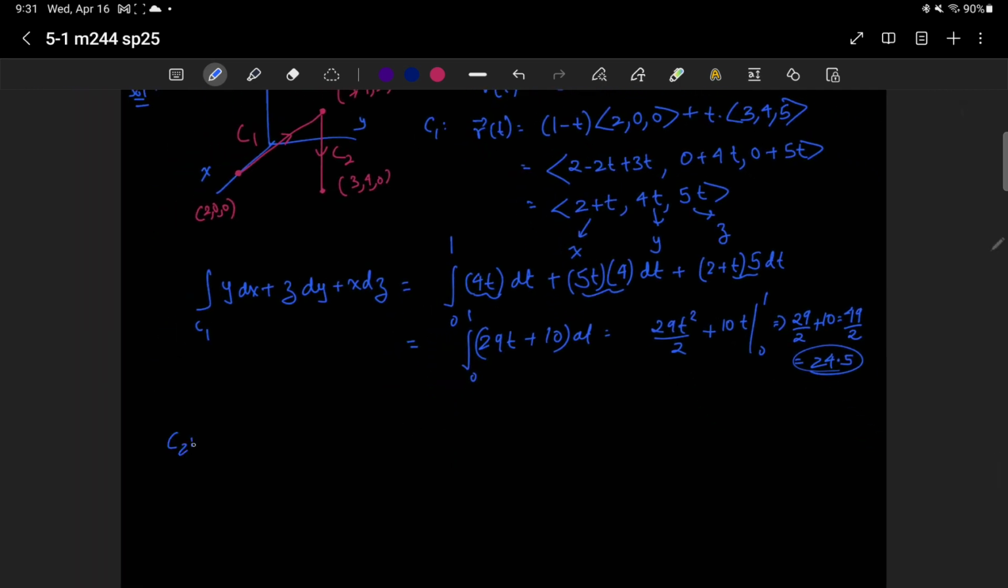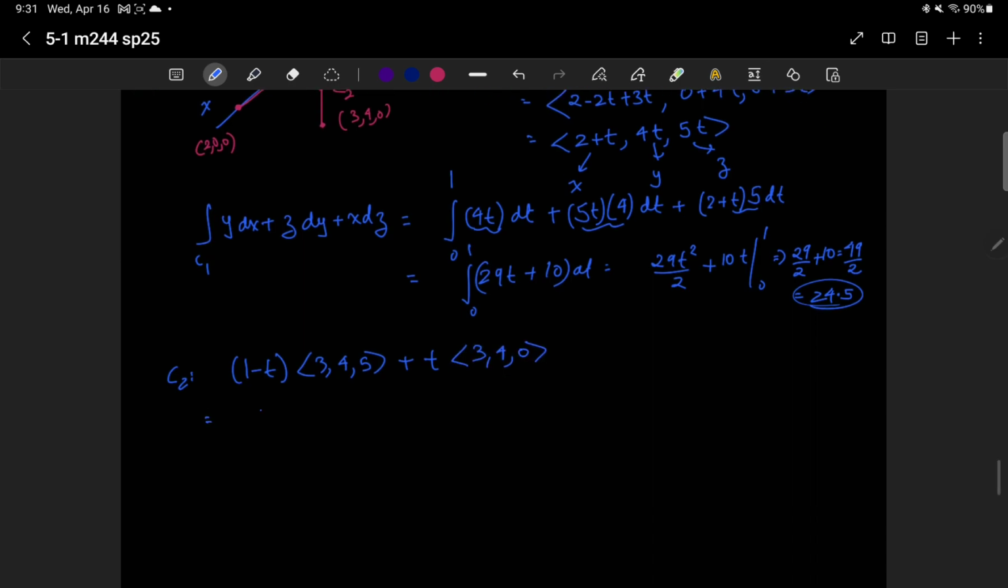Now there is a second line segment. For the second line segment, we go from (3, 4, 5) and we end up at (3, 4, 0). So let's find the parametrization. This is now 3 minus 3t plus 3t, 4 minus 4t plus 4t, and 5 minus 5t plus 0. This is 3, 4, and 5 minus 5t. So a lot of the terms here will become 0 because x is constant, y is constant, so dx and dy are going to be 0.